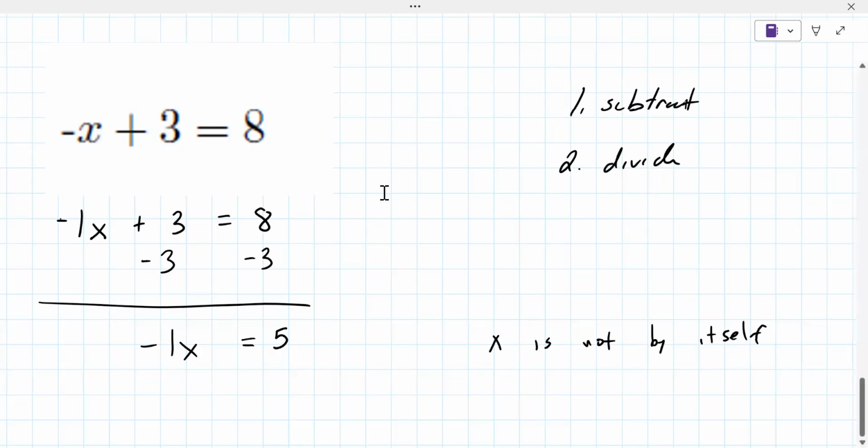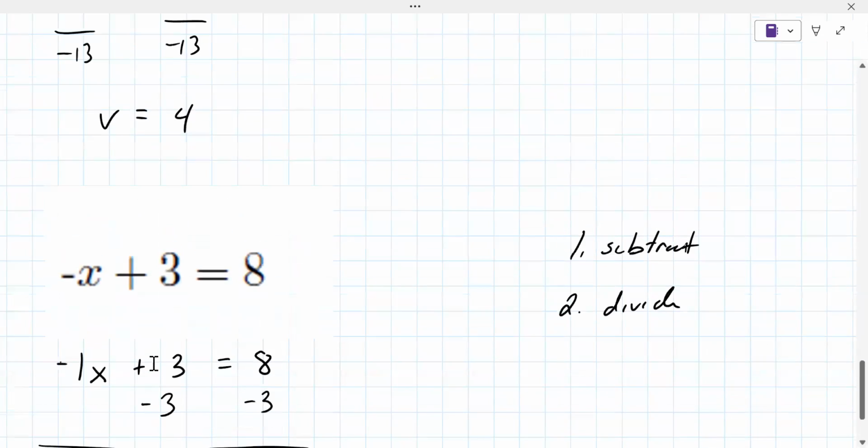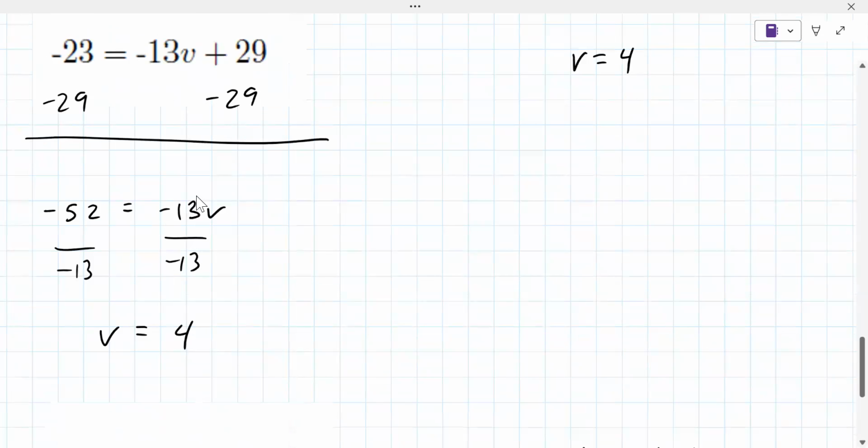You understand my question, Sarish? Yes, I know. Okay. What are you going to divide both sides by to get rid of this negative 1? You have to divide both sides by 5. No. Go back to the previous problem. What did we divide both sides by? Negative 1. No, negative 13.